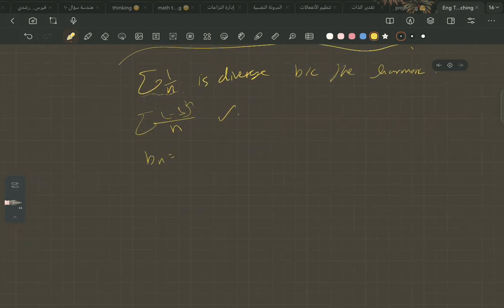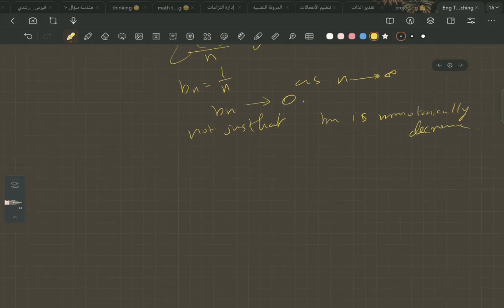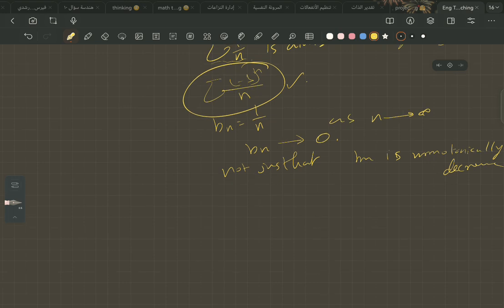Now, b sub n here is equal to 1 over n. As n approaches infinity, b sub n goes to 0. Not just that, b sub n is monotonically decreasing. So the alternating series is convergent.